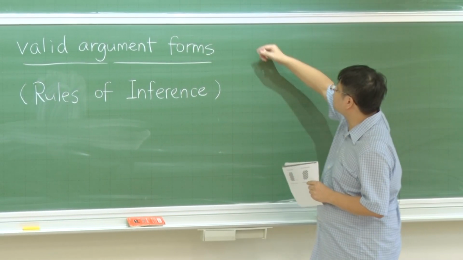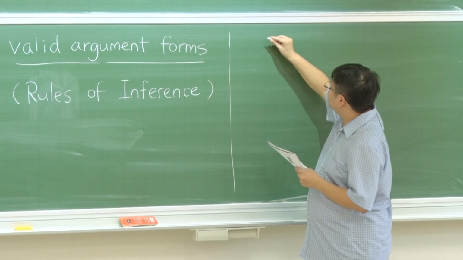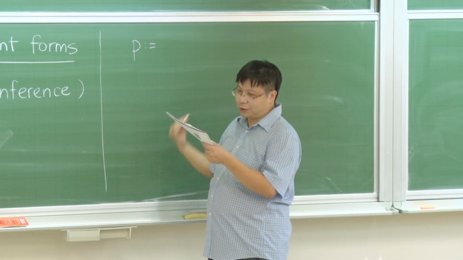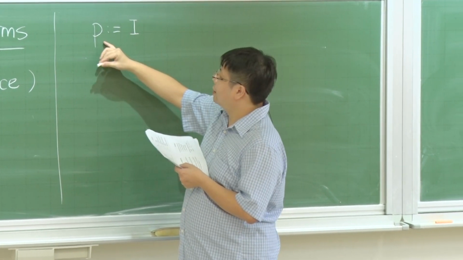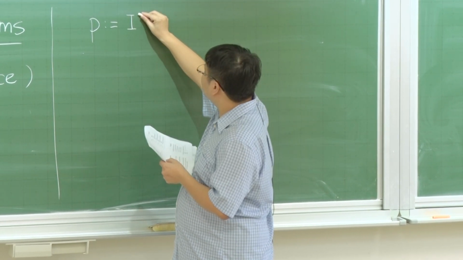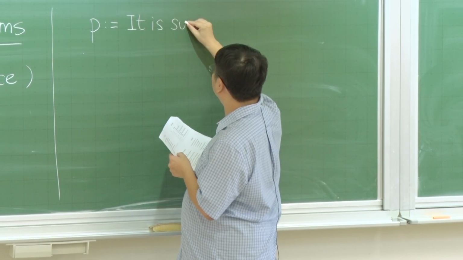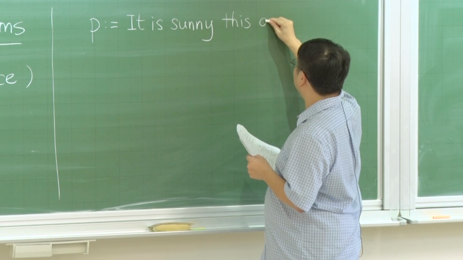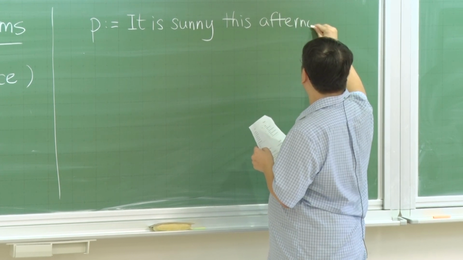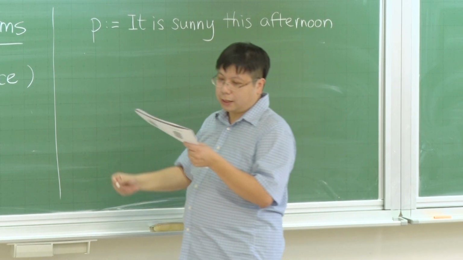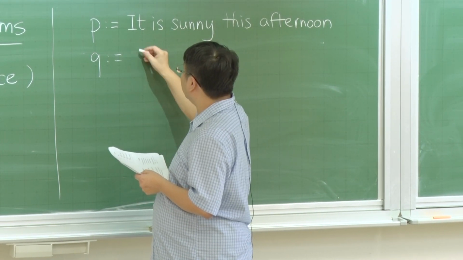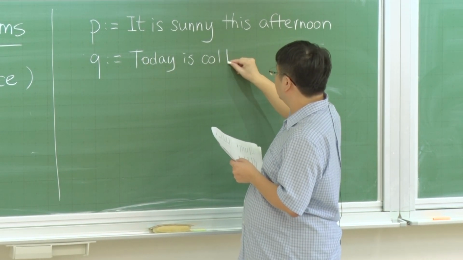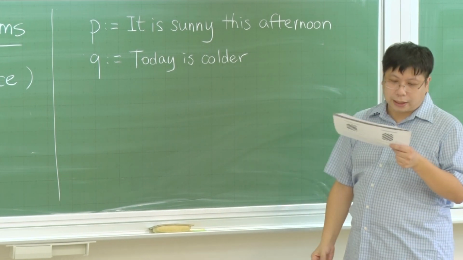So let me define some sentences first, okay? So P, let's say P, I don't want to write a lot of things again and again, so that's why I try to capture some sentence using a variable. So this is a proposition. P: It is sunny this afternoon. And then let's say Q is today is colder than yesterday.